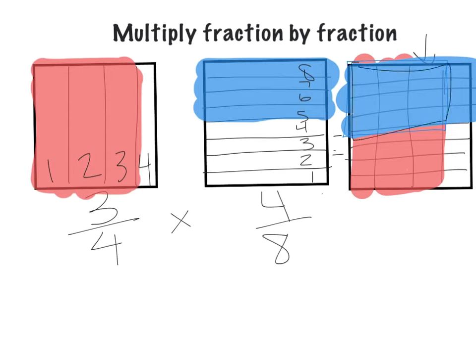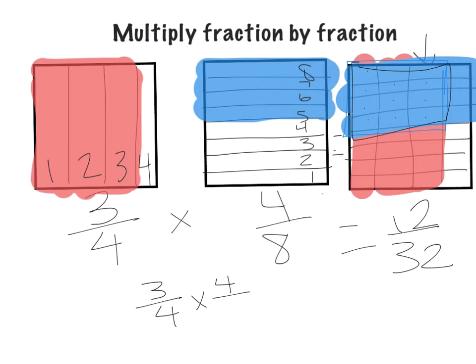And I can count there, because how many pieces do I have? Well, I have 4 times 8, which would be 32 total pieces. And the ones that they overlap are 1, 2, 3, 4, 5, 6, 7, 8, 9, 10, 11, 12. So 12 thirty-seconds. That's how you can represent it with the model. If you use the equation, it would be the same as we previously practiced. You line up your numerators and your denominators, and you multiply across.